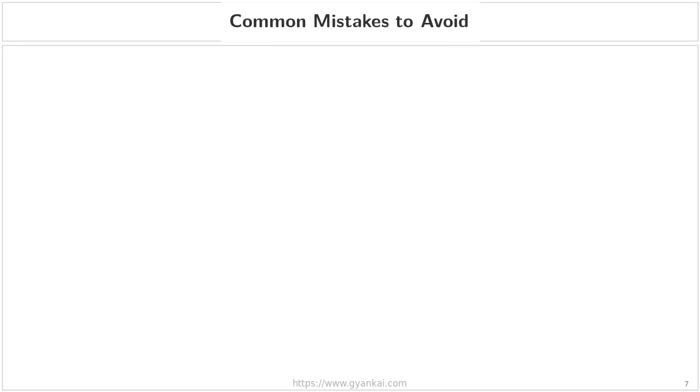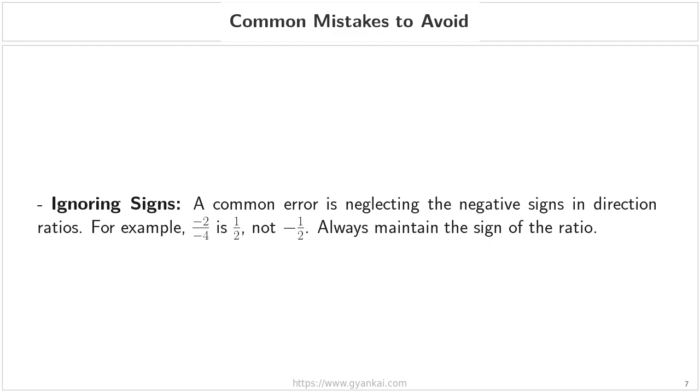Common mistakes to avoid. First, be very careful about ignoring signs. When you are calculating your ratios, a common error is neglecting the negative signs in your direction ratios. For instance, if you are calculating negative 2 divided by negative 4, remember that the negatives cancel out, so the result is 1/2, not negative 1/2. Always double-check your signs during every step of the calculation to ensure your ratios remain accurate.